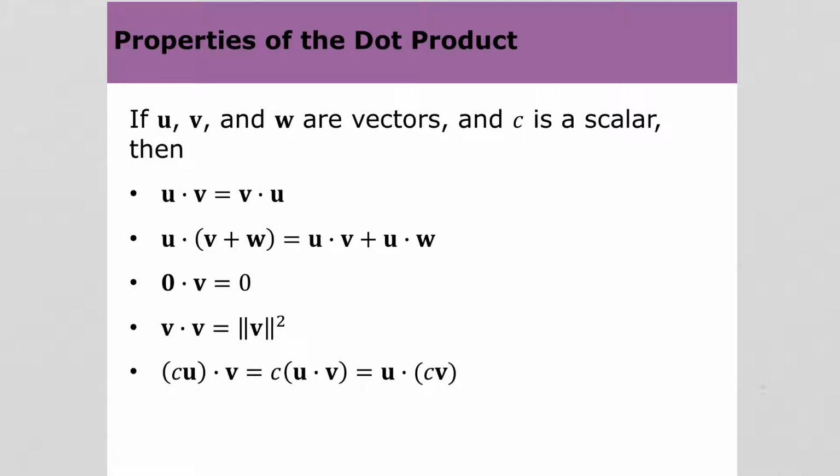And then last, if you take a scalar and multiply it by a vector and then do the dot product with another vector, it's the same thing as if you find the dot product of those two vectors and then multiply by the scalar. Or if you multiply the scalar by the second vector and do the dot product with the first, it'll all be the same.